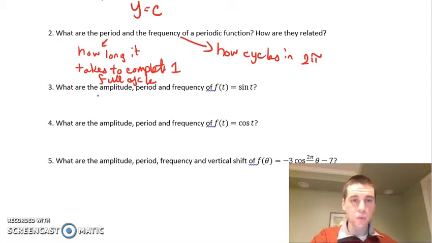So, what is the amplitude, period, and frequency of sine of t? We've talked about this many times. There are no transformations here in either 3 or 4. So the amplitude is 1, the period is 2 pi, and the frequency is 1. Amplitude is the radius. There was no vertical stretch. The period, how long it takes, is 2 pi radians, and the frequency is 1. And the same thing for cosine.